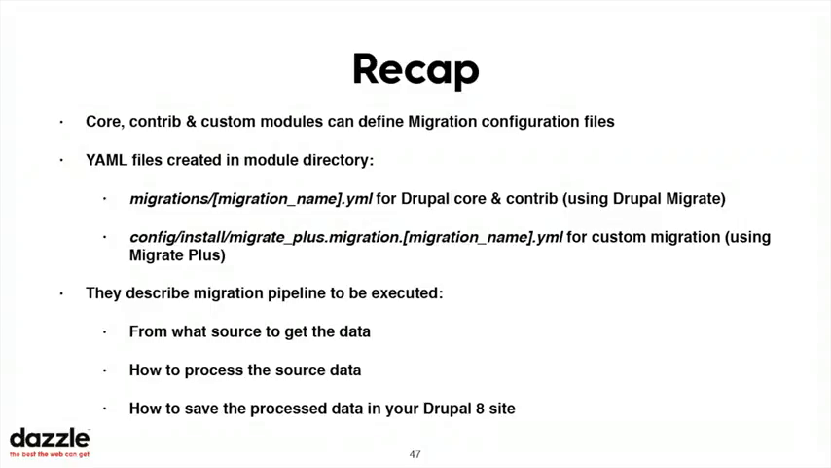Give them the migrate_plus.migration prefix, so the Migrate Plus module will automatically find them and group them together. And these YAML files describe the migration pipeline which is to be executed: where do I get the data, how to process the data, and how to save the data.